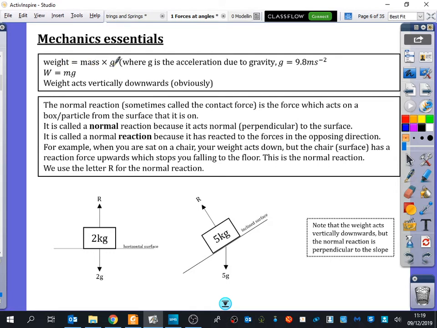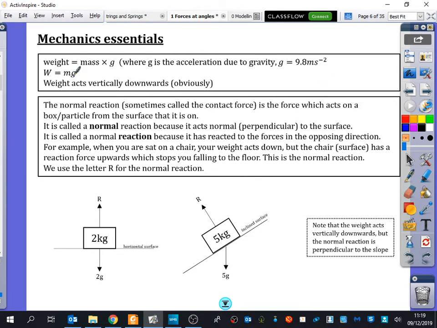Weight is mass times g. People often get mass and weight confused with each other. Mass is just how much stuff there is. Weight is the force. And g is the acceleration due to gravity. We take it as 9.8 meters per second squared. You may also see that W equals mg.